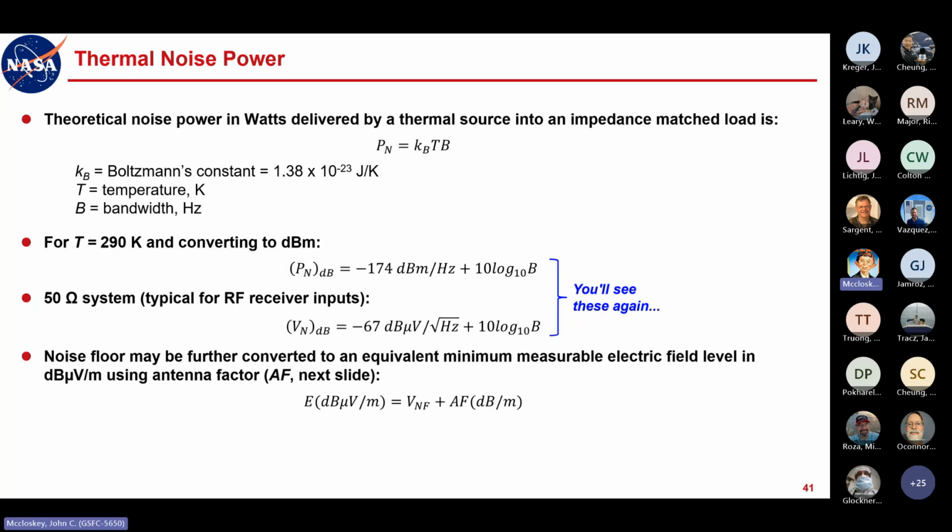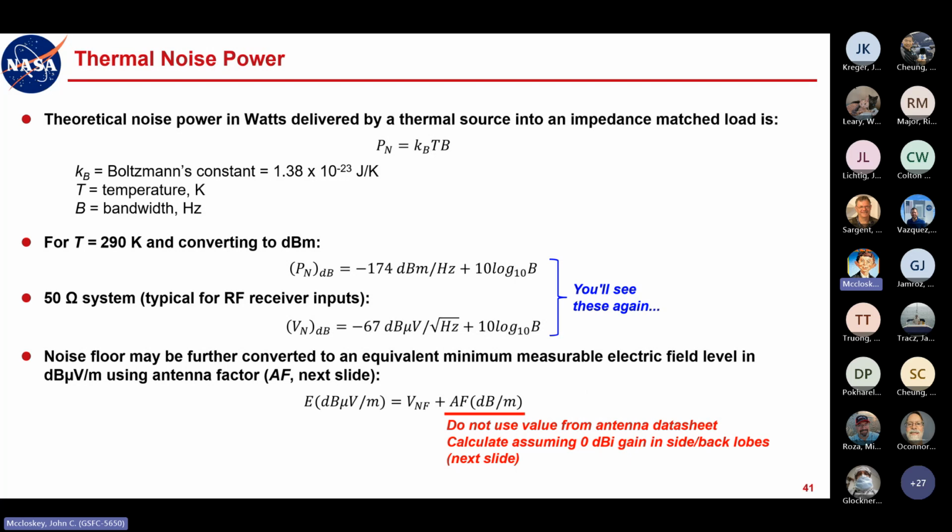And so that gives you the basic noise floor of an ideal amplifier, receiver, what have you. Then the noise floor should be further converted into an equivalent minimum measurable electric field level in dB microvolts per meter using the antenna factor. We talked about the antenna factor previously, but just bringing that up again. You have your noise floor, and then you add the antenna factor to it, and that's how you get to your noise equivalent electric field.